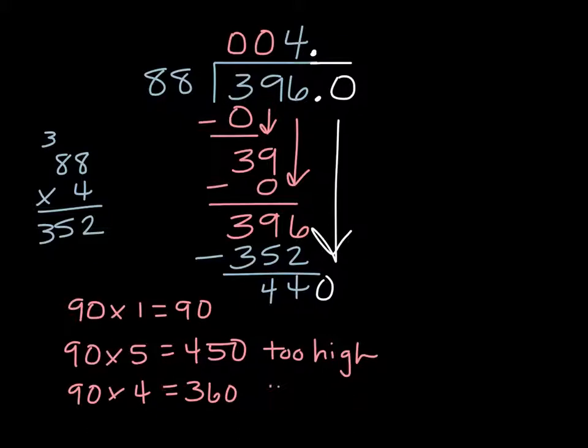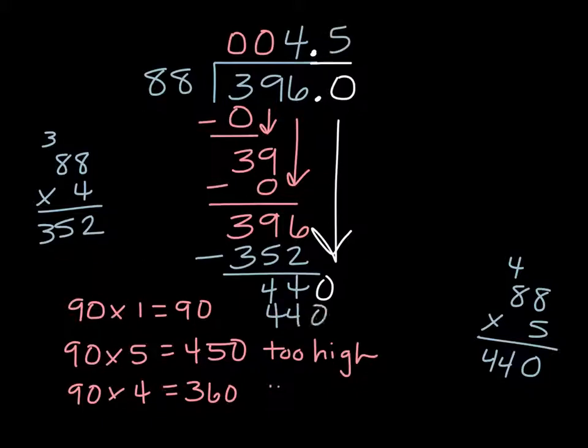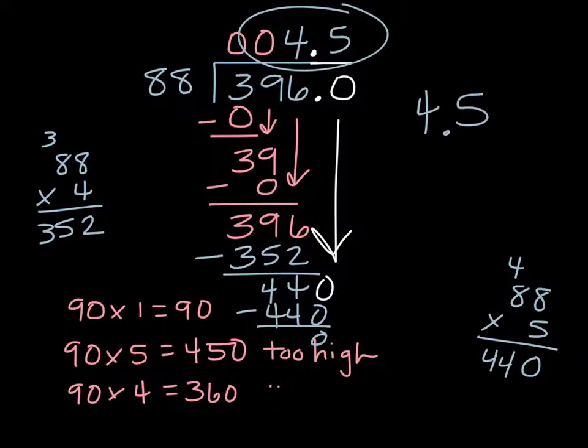Okay, so back up to this one that was too high earlier. That one looks to be right about where I need to be. So that's the one that I'm going to try here. 5 groups of 88. So 8 times 5 is 40. And 8 times 5 is 40. Yep, that's right on. So 5 groups is 440, and that's a 0. So my answer would be 4 5/10.